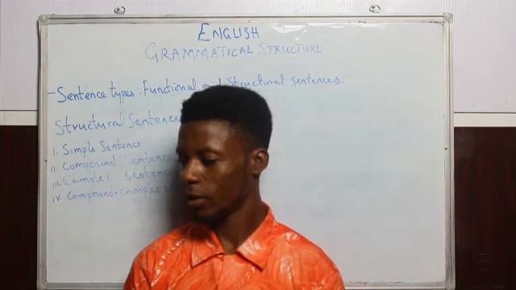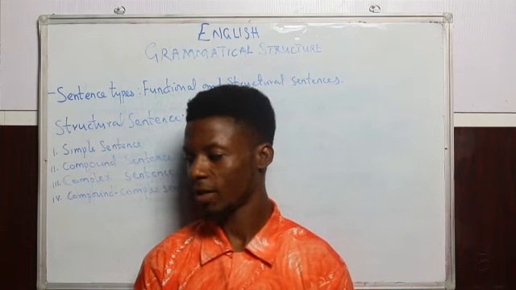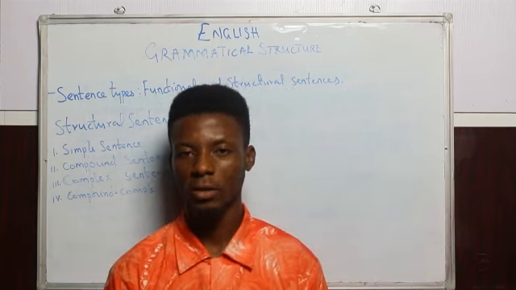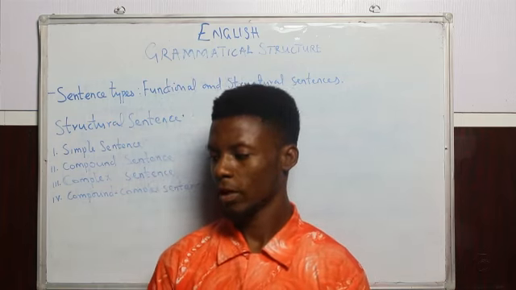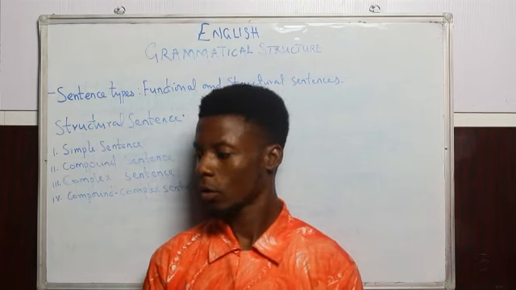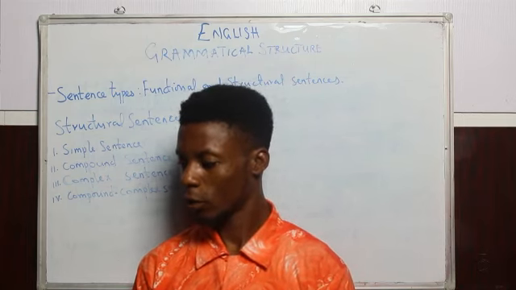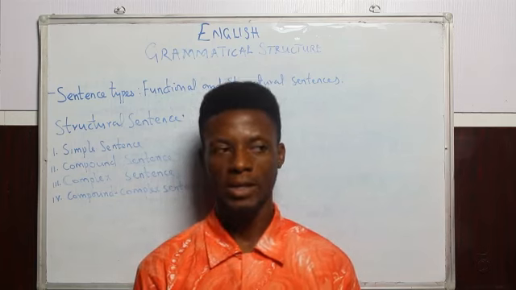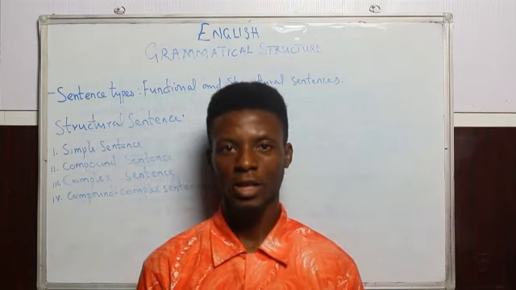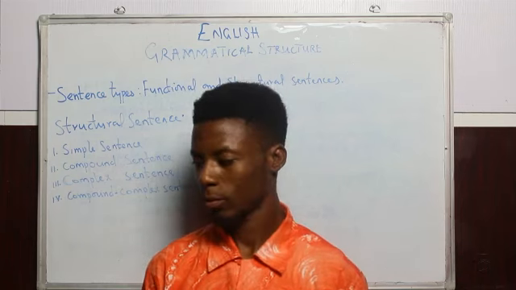A subordinate clause is a group of words that has a subject and a verb but does not express a complete thought. An example of a subordinate clause could be, when it rang. When it rang, it doesn't express a complete thought.